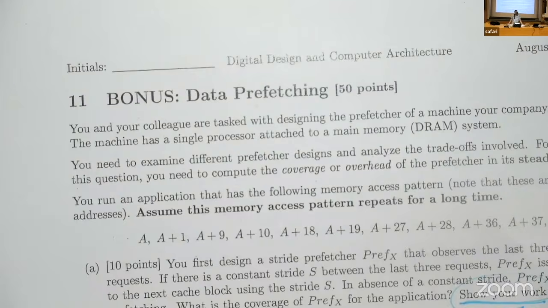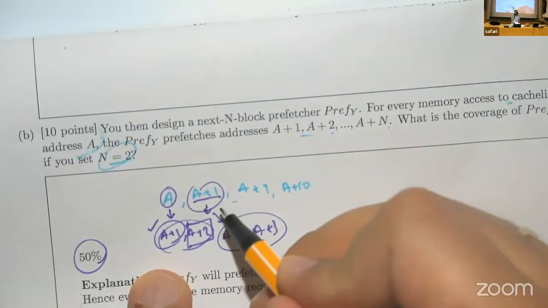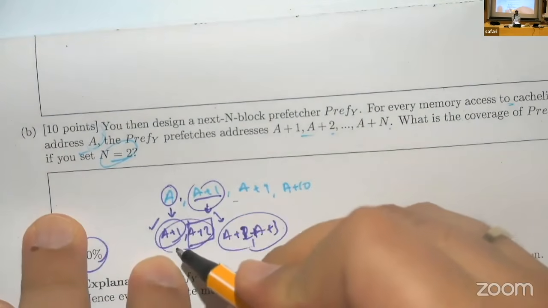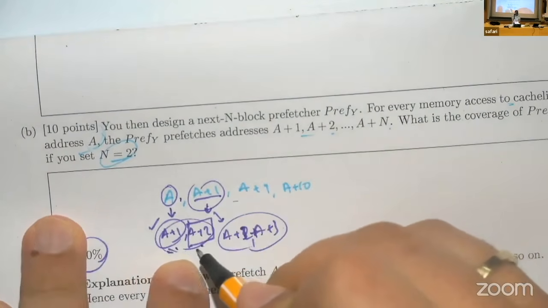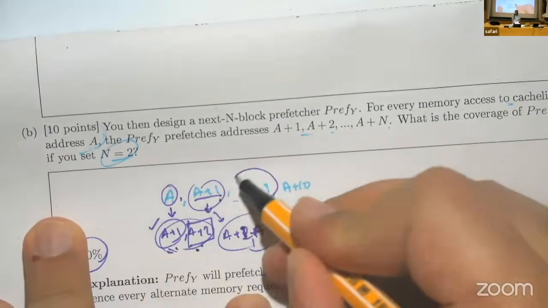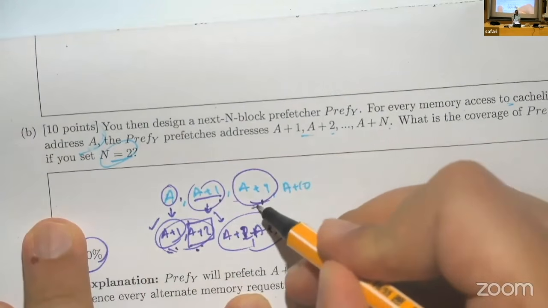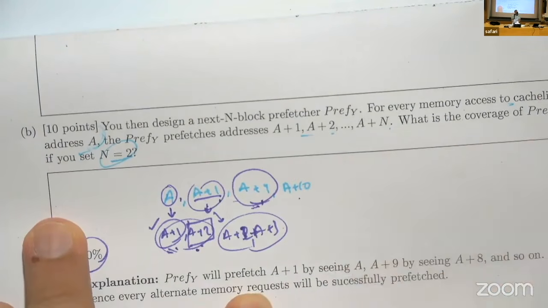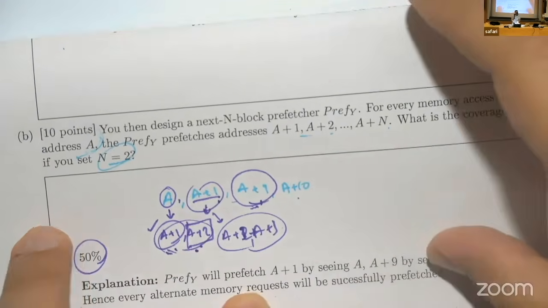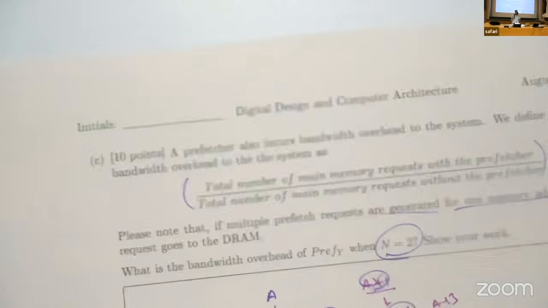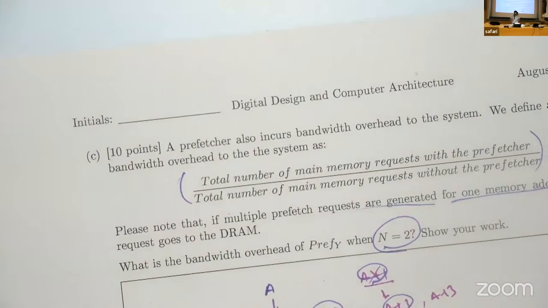Yes, you're right. I actually wrote it here. There's a mistake here. Thanks for highlighting that. When you access A, the prefetcher will get A+1 and A+2. And when you need to access A+1, you will have that in the cache. And your next access will be going to A+9, and then this will prefetch A+10 and 11. So it's like one hit, one miss. And then at the end, you will again get 50% here. Thanks for the reminder. Sorry, correction.